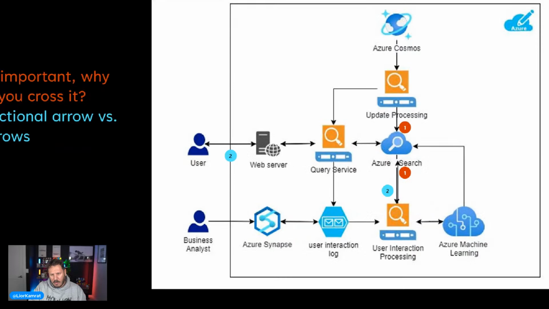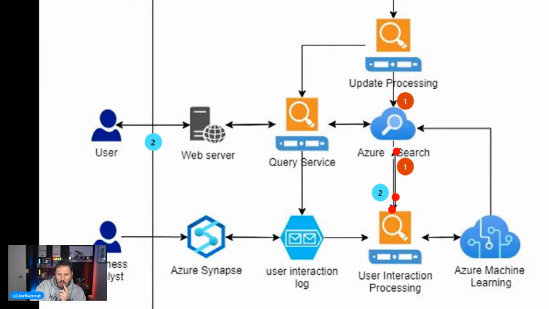Let's zoom in here. You can see that you have arrow number one and arrow number two, but those arrows are just attached to one another and you can't see the separation. So it's an important rule of thumb: when you're creating those diagrams, when do you want to use bidirectional, and when do you want to use two arrows? Usually it's related to the text that you are attaching to the arrow, which brings me to the next point.